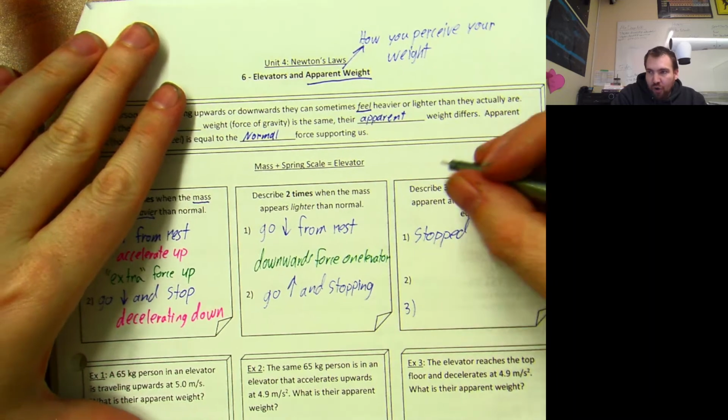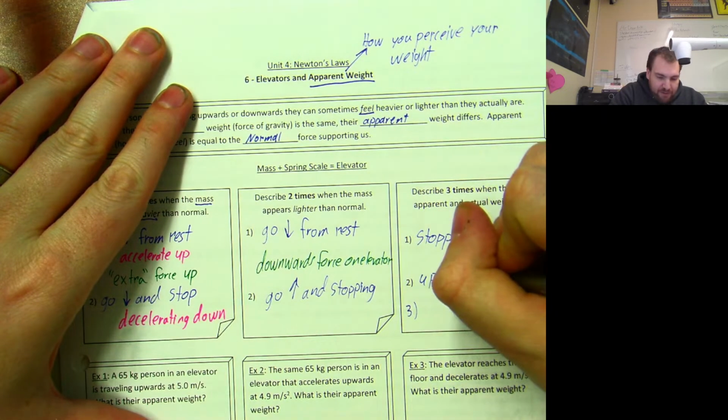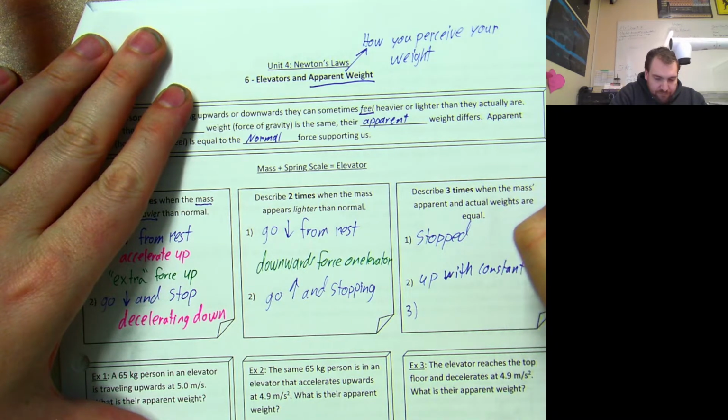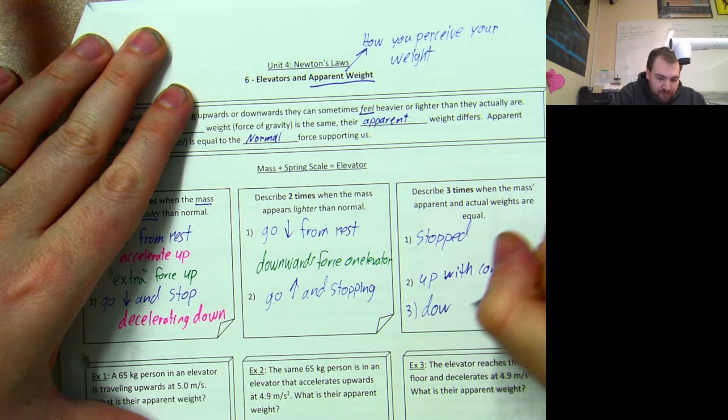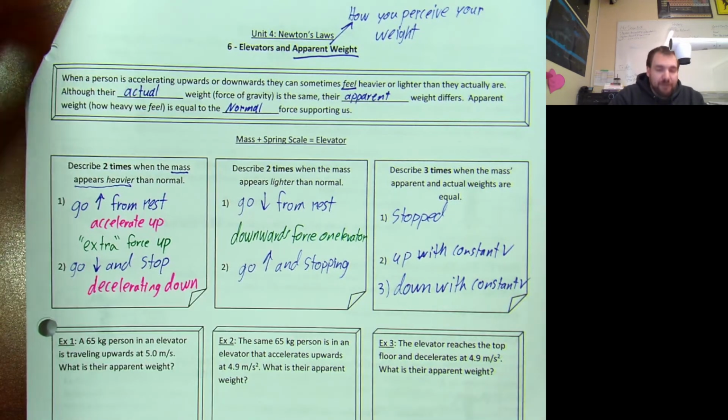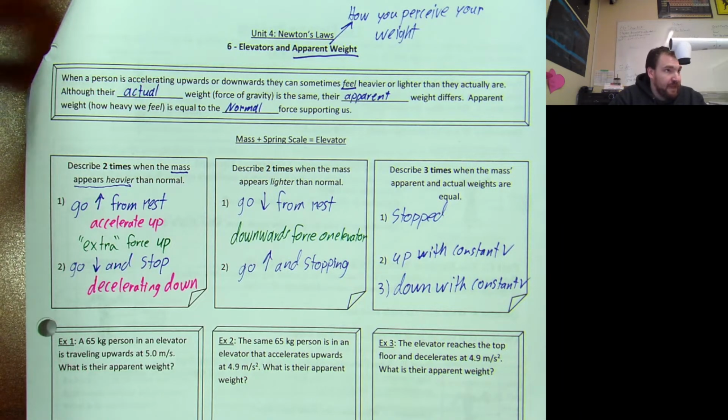Okay? So, up with constant v, or down with constant v. Because with the elevator going up or down, the net force on the elevator is 0, because the thing's not accelerating. And therefore, you are also not accelerating. That means the cable is pulling up as hard as gravity is pulling down.